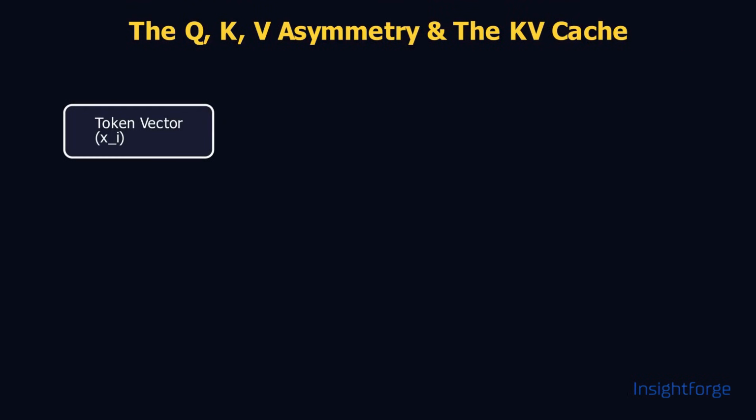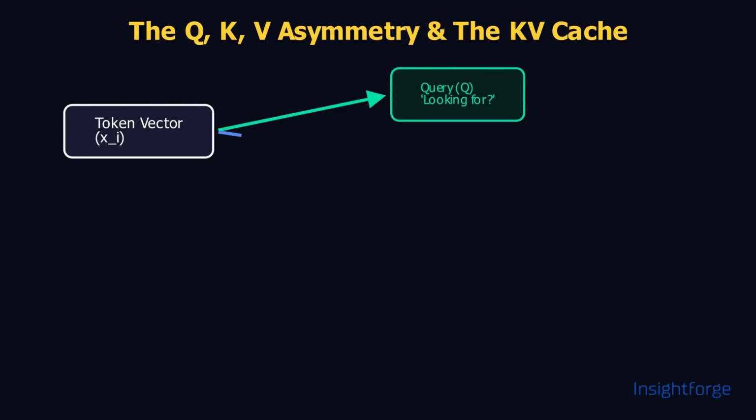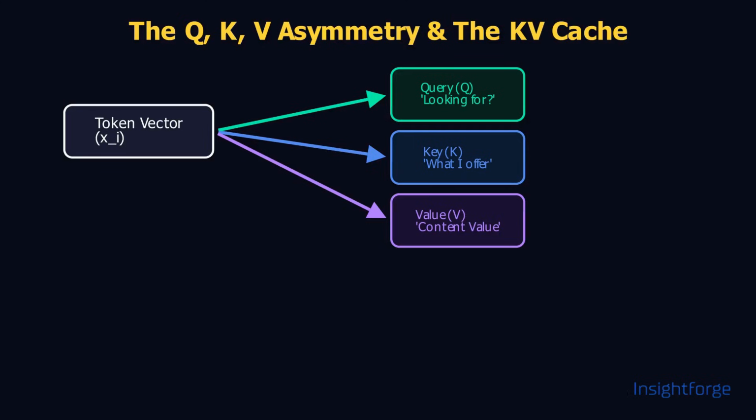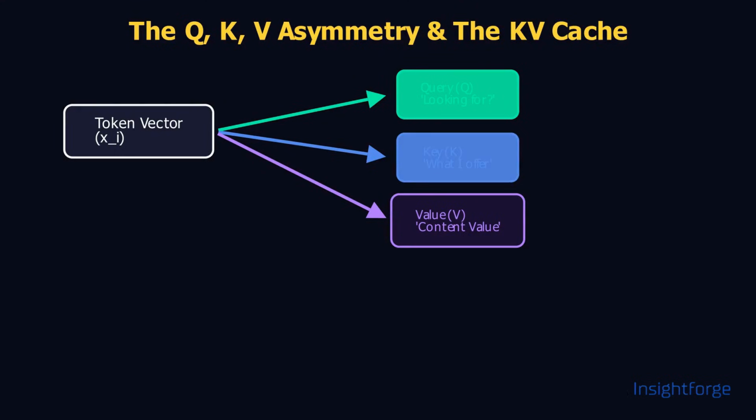Enter the KV cache. To understand how it works, we have to open up the self-attention layer, where every token embedding is split into 3 specialized vectors: query, key, and value. Think of the query, or Q, as asking, "What am I looking for?" The key, or K, responds with, "What do I offer?" And the value, or V, represents, "What do I contribute if attention actually lands here?"